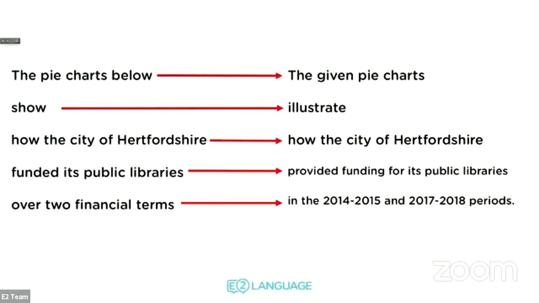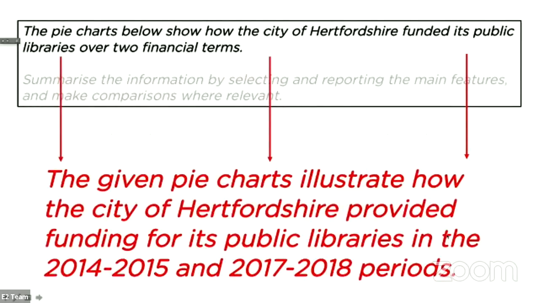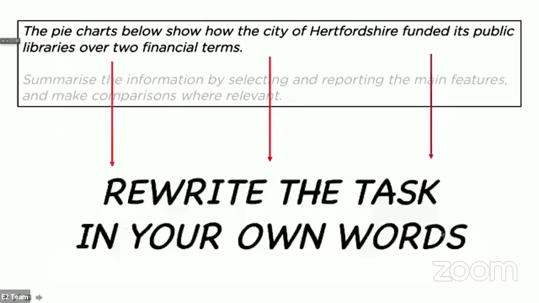Cool? What about the next one? Funded its public libraries becomes provided funding for its public libraries. So I've used the same words, but I've just changed it a little bit. And finally, over two financial terms, I wrote in the 2014 and 15 and 2017-18 periods, like that. Now it's your turn, because all I did was convert that into my sentence that says the exact same thing. Please rewrite the task in your own words. You have 2 minutes.